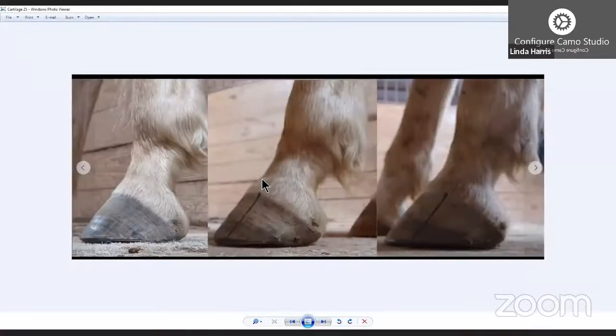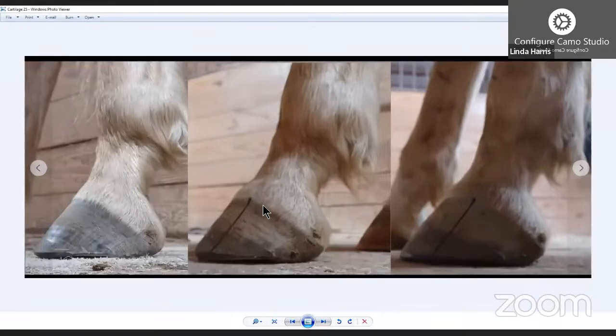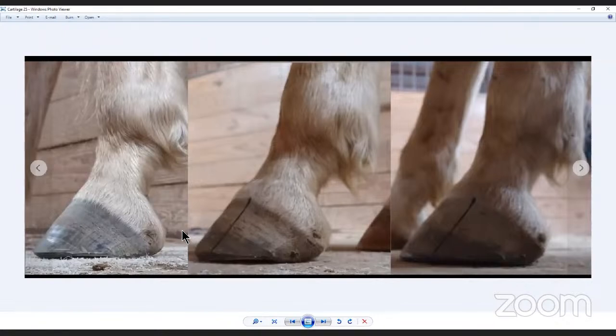Okay, you see this foot here? Anonymous, you still there? Hello? Yes, I am. Just my computer is not working right when I am muted.